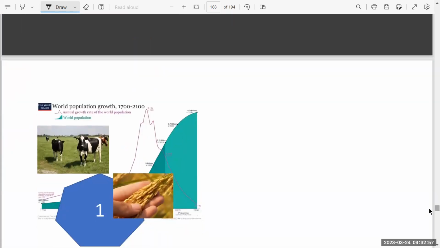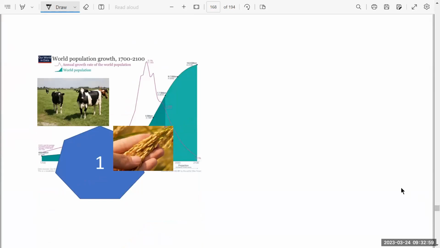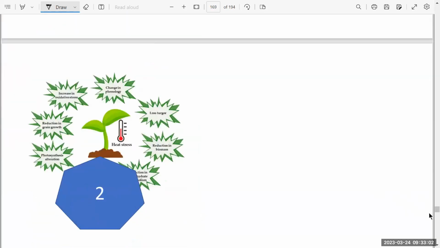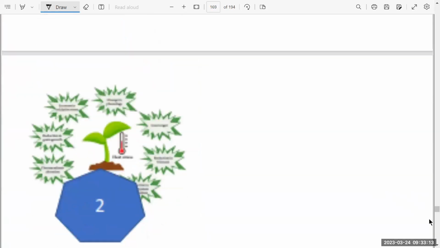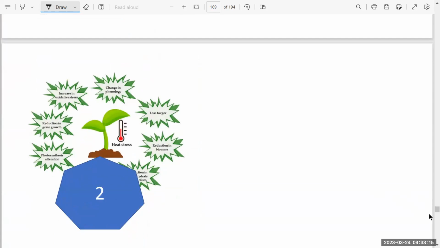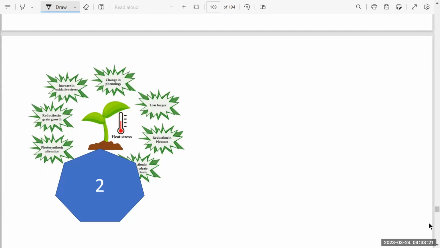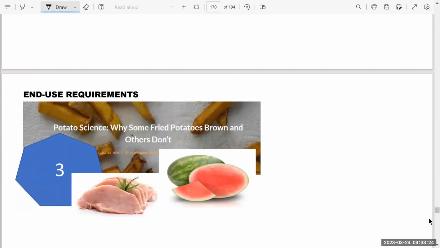And further, we can add the rest of the things. That is the amount, the yield of the food, and also tolerance of the crops. So we can improve the tolerance of the crops for different environmental conditions, and we can also maintain the quality for end user requirements.